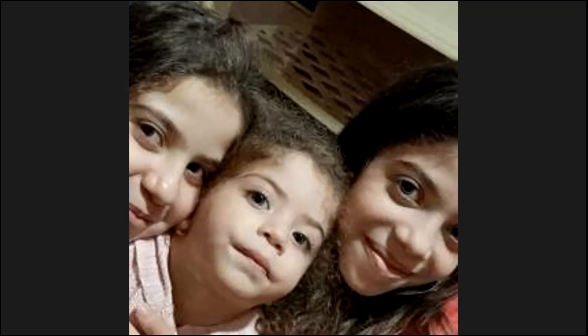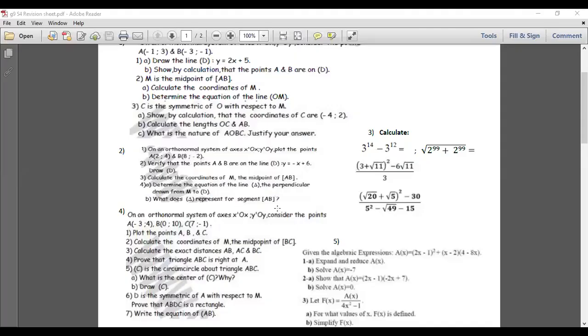So we have this worksheet. Do you see the worksheet? Yes. Okay. As homework for tomorrow, please solve exercise number 2 and exercise number 3 for tomorrow, okay?